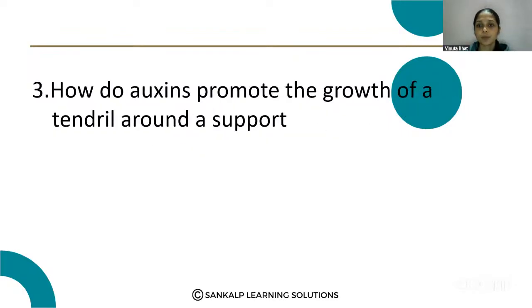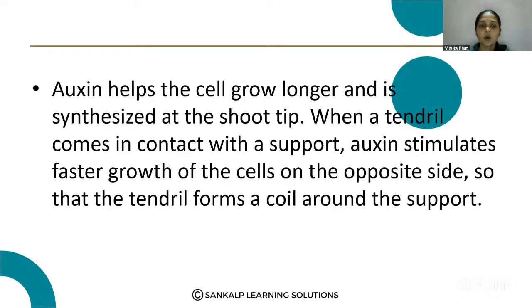How do auxins promote the growth of the tendril around a support? Auxins help the cells grow longer, and they are synthesized at the shoot tip. When a tendril comes in contact with a support, auxins stimulate faster growth of the cells on the opposite side, so that the tendril forms a coil around the support. So the auxin that helps to grow the cells longer helps to form the tendrils, which form coils around the support.